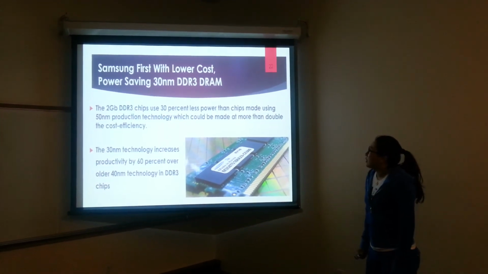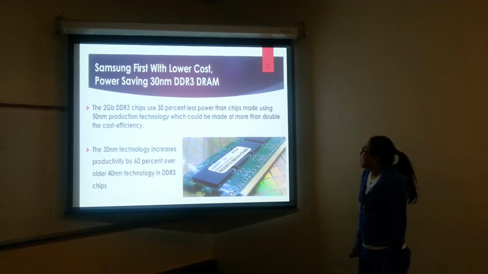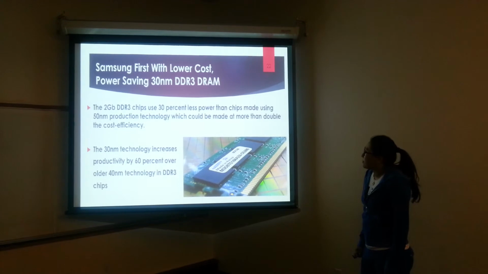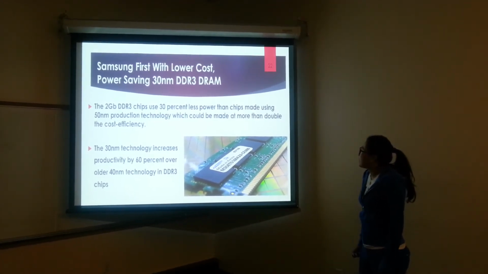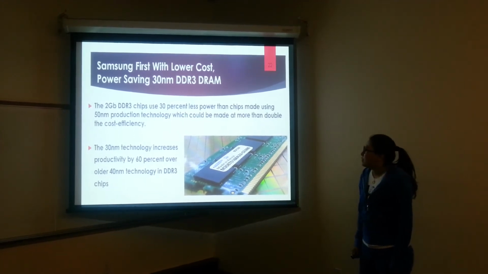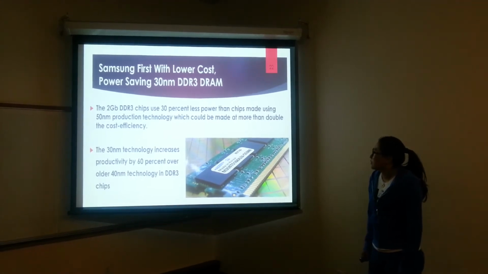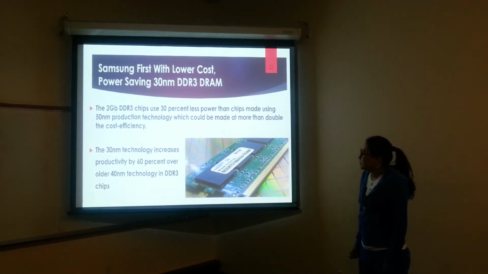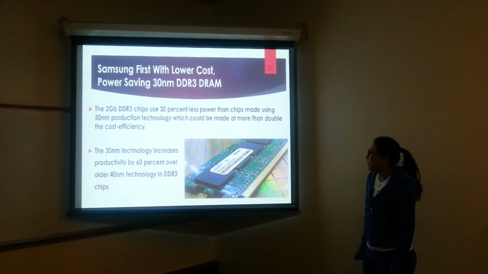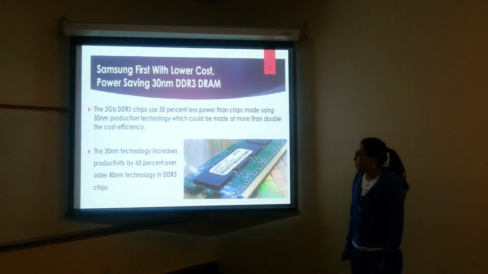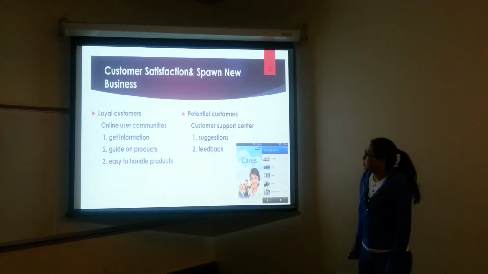For example, Samsung first with a lower cost power saving 30 nm DDR3 DRAM. The 2GB DDR3 chips use 30% less power than chips made using 50 nm production technology, which could be made at more than double the cost efficiency. The 30 nm technology increases productivity by 60% over older 40 nm technology in DDR3 chips.